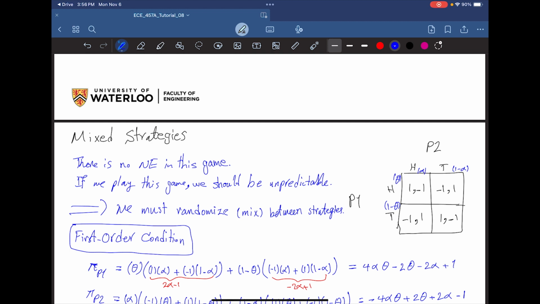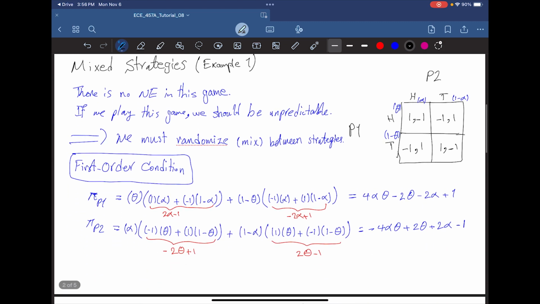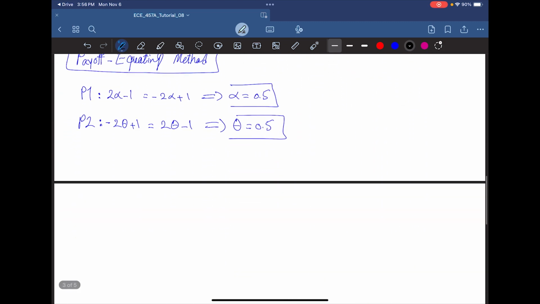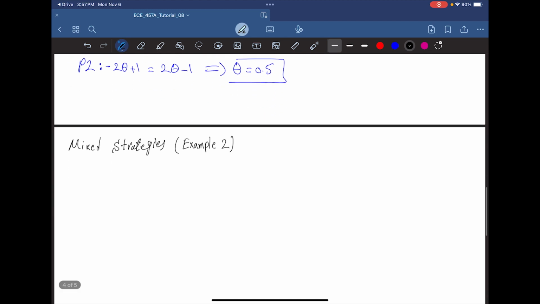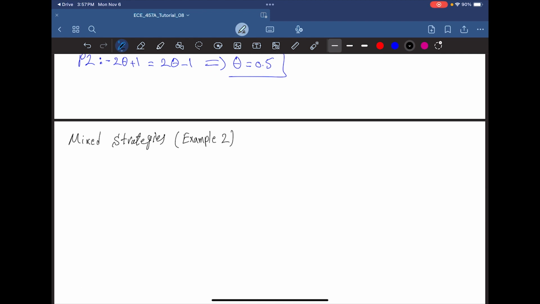So that was mixed strategies example 1. We have another example. Mixed strategies, example 2. Okay, so this is a 3x3 matrix.